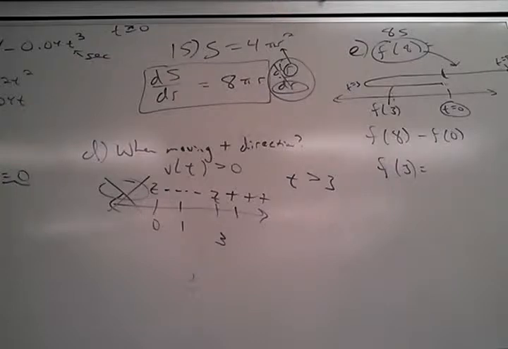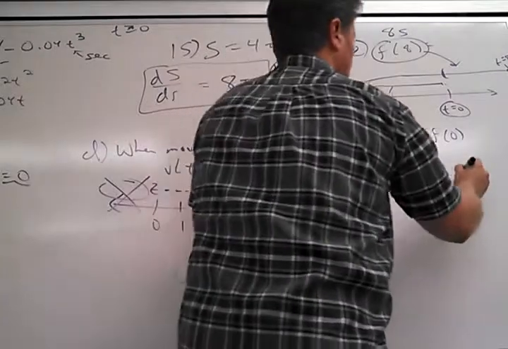So we'll get 0.81. Is that cool? 3 to the 4th is 81. So 0.81 minus 27 times 4 is 27 more than that. So negative 0.27. I like that. So it's negative 0.27 feet.